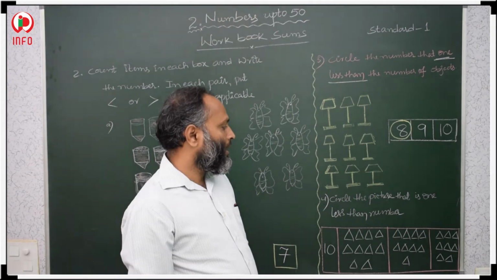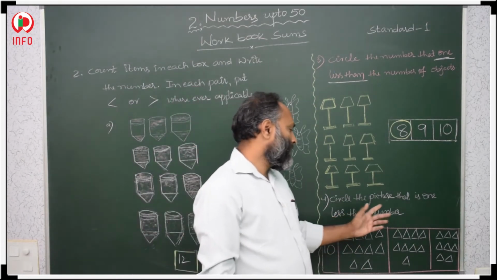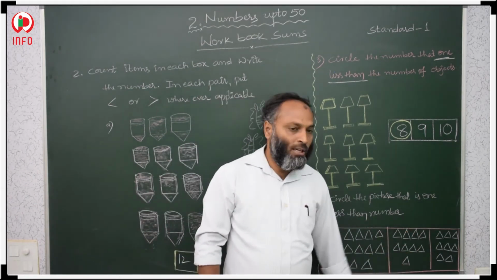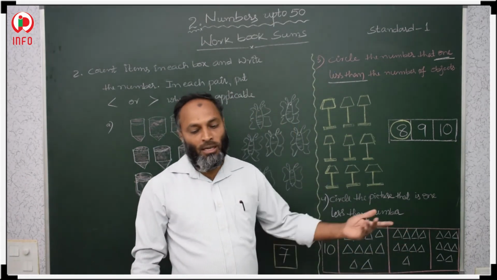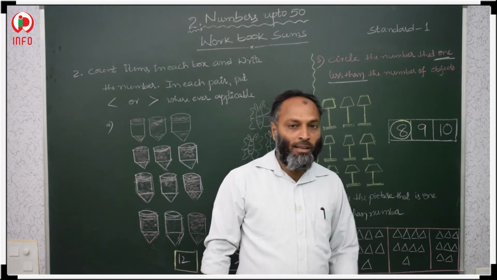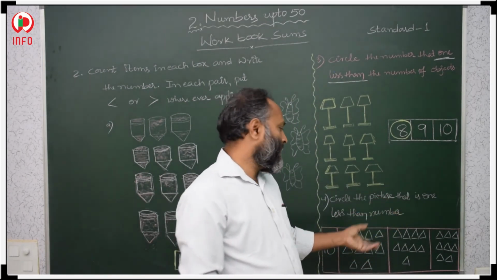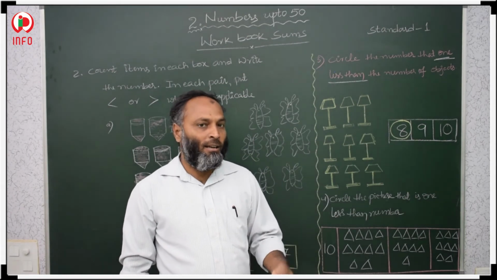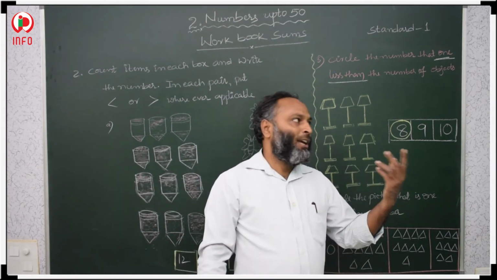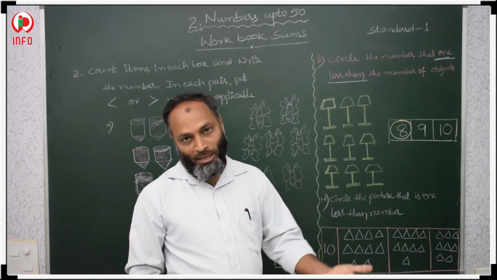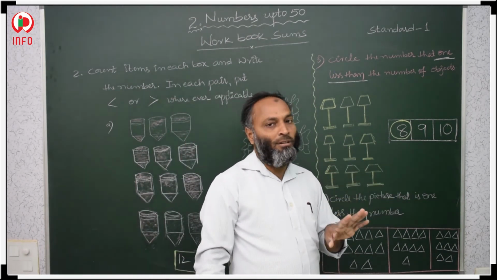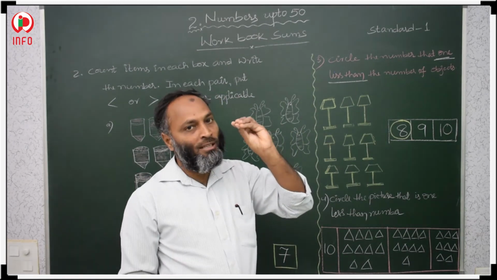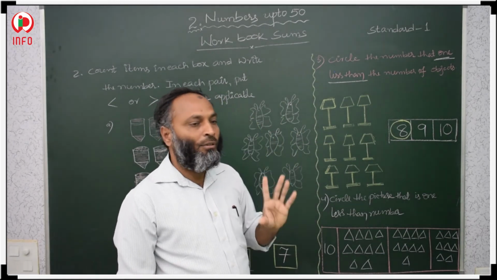Now, fourth question: circle the picture that is one less than the number. Here I took some triangles, but in the textbook cucumbers and other pictures were given. It doesn't matter. If circle is there, circle; if triangle is there, triangle; if teddy bear, teddy bear; if apple, apple; if lamp is given, lamp. So that we have to count. Whatever the object is, we have to focus on the object.